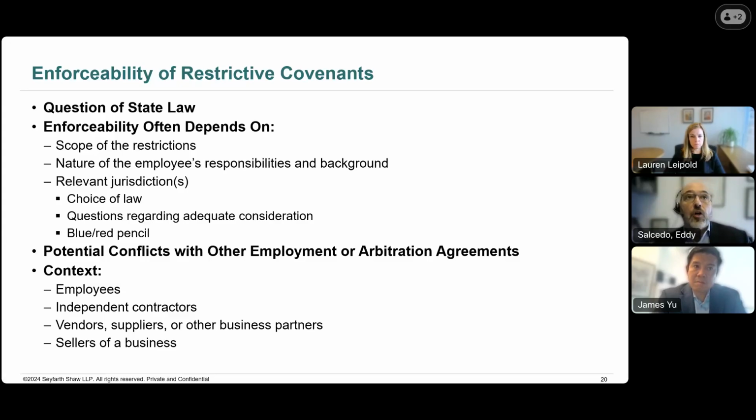Because it can be state specific, you might want to consider putting in a choice of law provision, especially if you have employees in multiple states. Certain states, it's going to question whether or not there was adequate consideration for the restriction. In some states, continued employment alone is enough. In others, you might have to attach it to additional remuneration. There might have to be additional benefits or payments, et cetera, in order to be able to enter into that type of agreement.